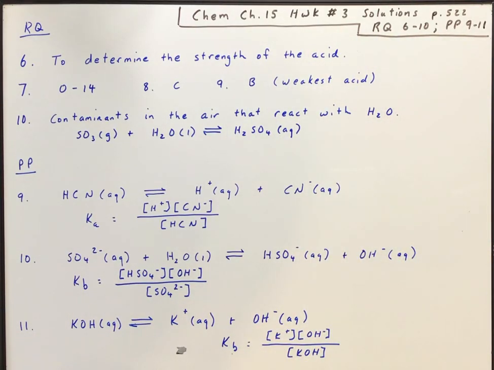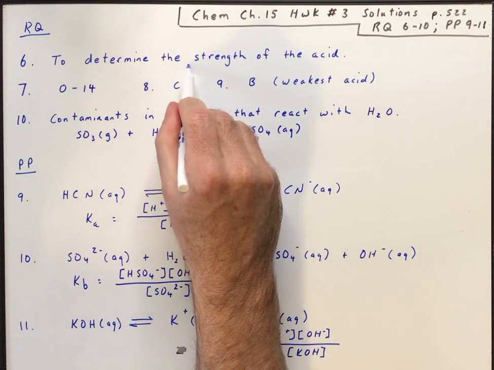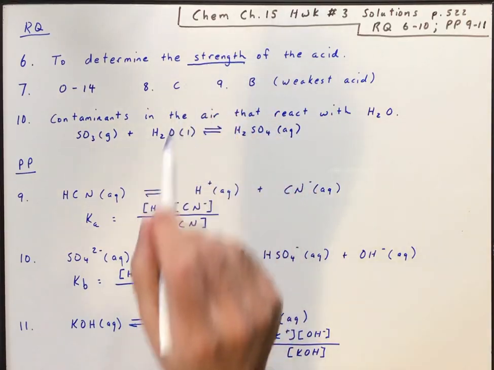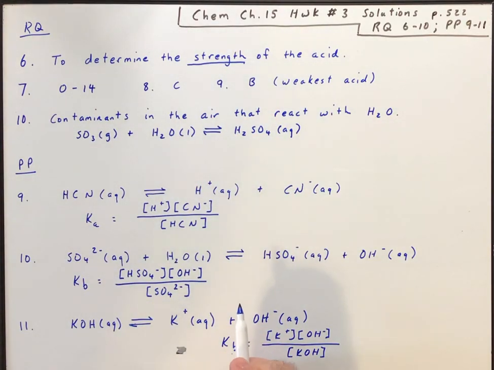So if you could open your book up to page 522, instead of putting the book on the screen, I'll just read through the question. Number 6 says, why are acid ionization reactions important in chemistry? Well, those acid ionization reactions determine the strength of the acid. So depending on how well they split into their constituent ions, that determines the strength of the acid.